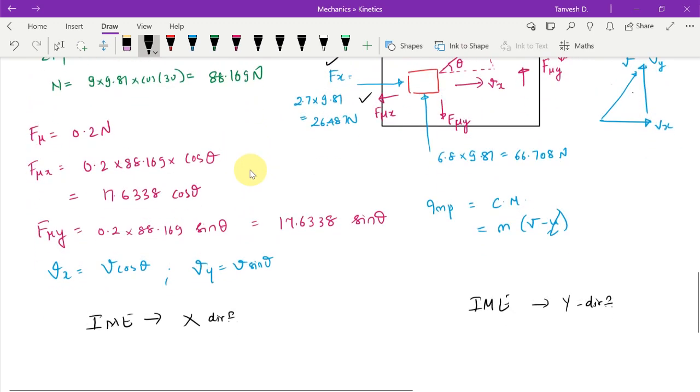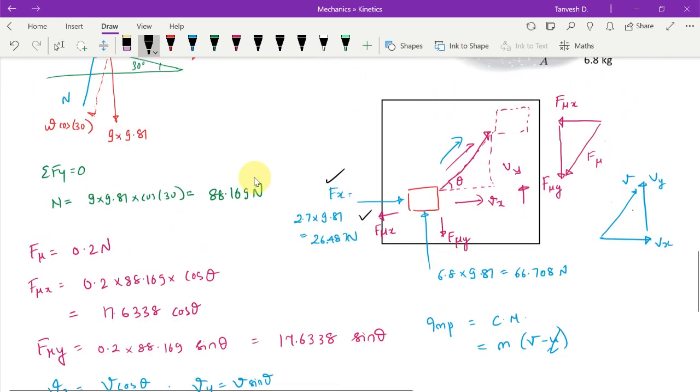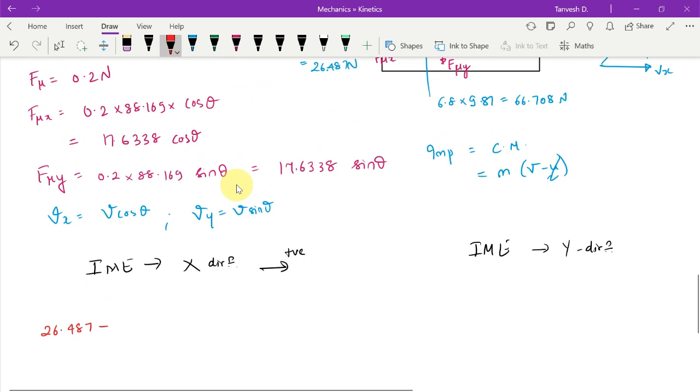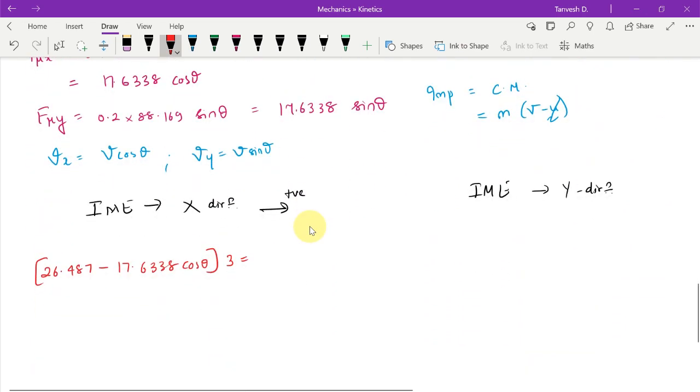So Fx is how much? 26.487, and of course the direction of the movement is like this, so this is positive. So 26.487 minus F mu x, which is 17.6338 cos theta. These are the forces that are causing the motion in the x direction. This has to be multiplied by time, and it is equal to m into, or rather let us write the mass directly. Mass is given as 9 kg, right? So 9 into Vx minus Ux. U is of course 0, so that component won't come, but Vx is V cos theta. So this is one equation that we can simplify.